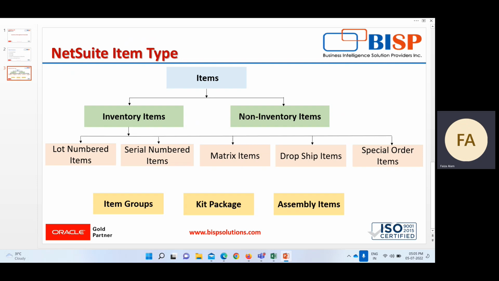Both of them are goods that are bought for earning profit in the business, but the basic difference is that non-inventory items are not recorded into the inventory.